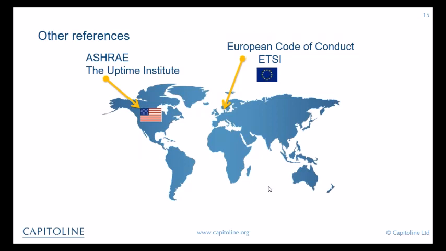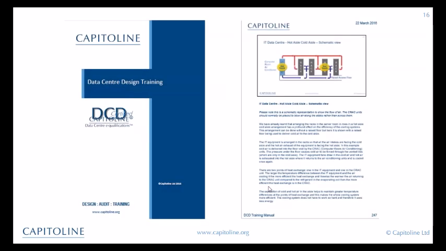The other references that we refer to are ASHRAE, the American Society of Refrigeration and Air Conditioning Engineers, the Uptime Institute, the European Code of Conduct, which is a document which details best practices for improving energy efficiency, and the European Telecommunications Standard Institute documents, which refer more towards telecommunications facilities.